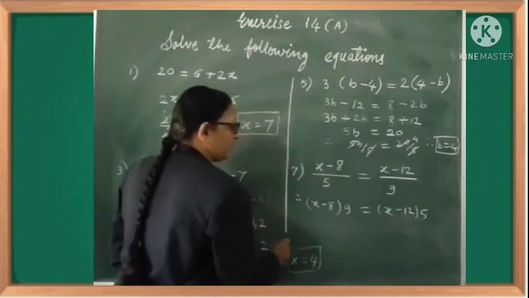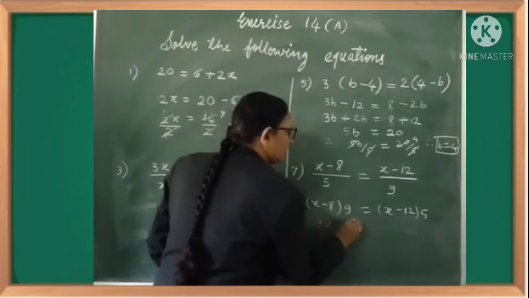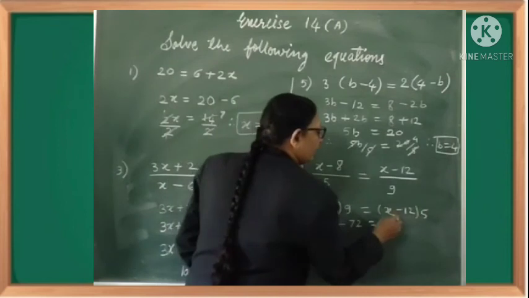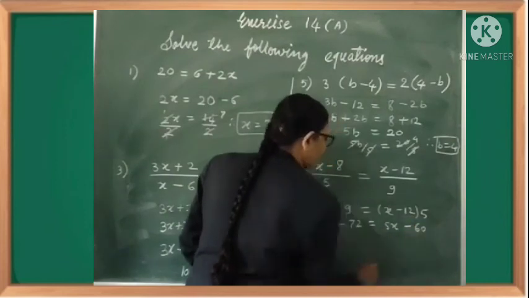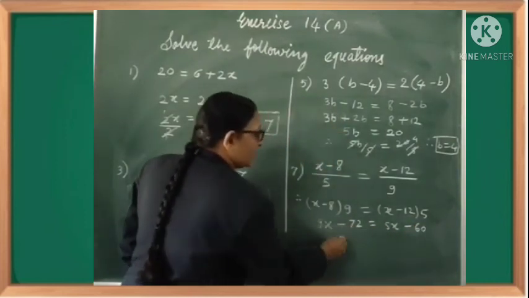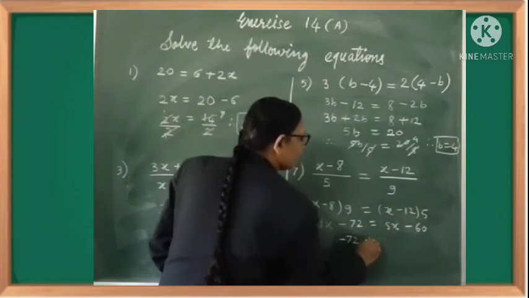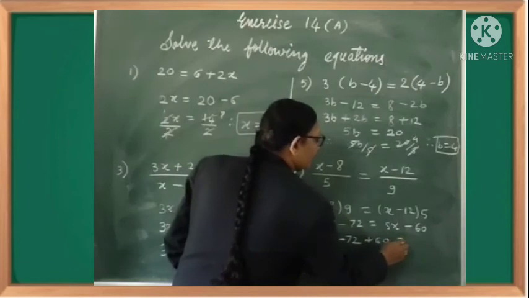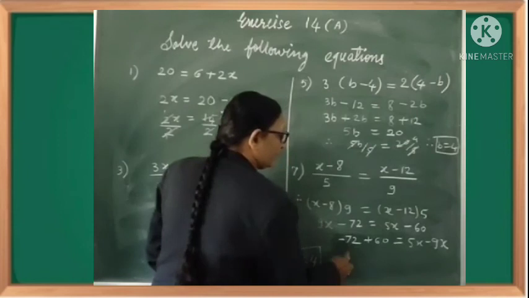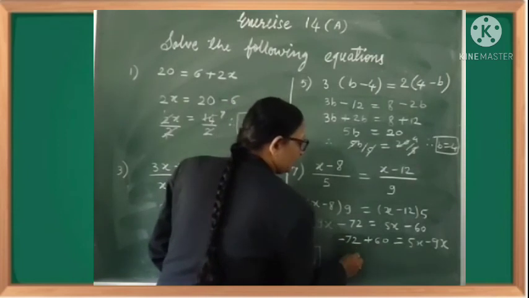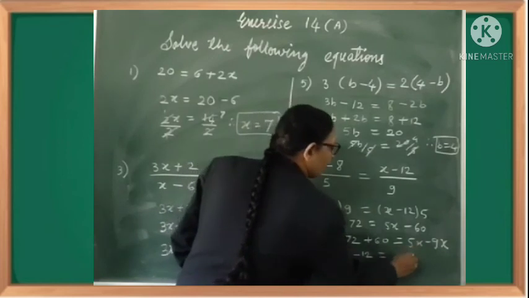Let us simplify by multiplying. 9 into x is equal to 9x, minus 9 8s are 72. And here 5 into x is 5x, minus 5 12s are 60. We will transpose the like terms together. So here minus 72, this will become plus 60, and equal to 5x minus 9x. Negative 72 plus 60 is equal to negative 12, equal to negative 4x.